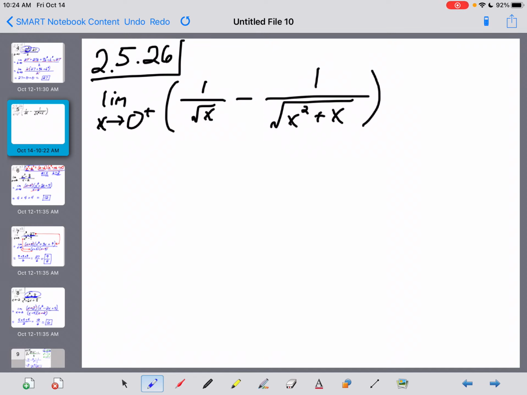Okay, section 2.5, problem number 26 is kind of a doozy. Limit as x approaches 0 from the right of this whole mess right here, 1 over the square root of x minus 1 over the square root of x squared plus x.